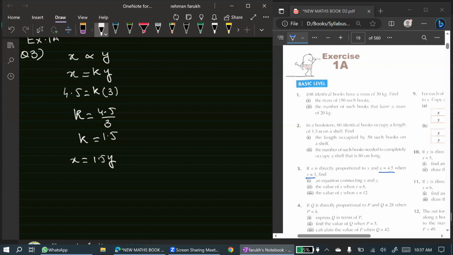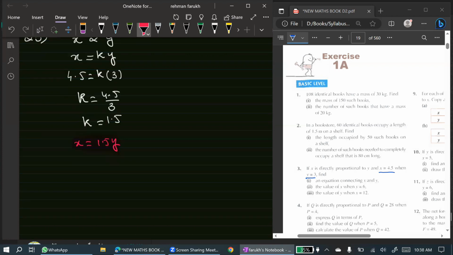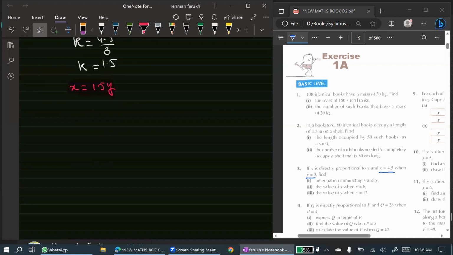Yes. This step is very important. After finding the value of the constant, we will write down the equation of the connecting relationship.